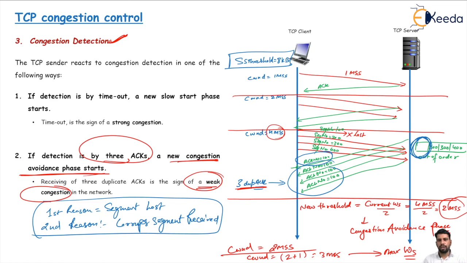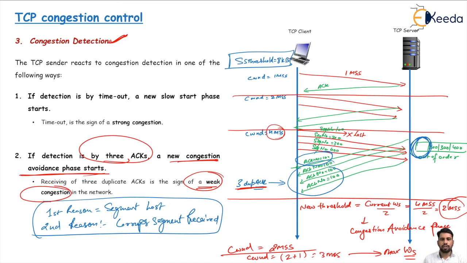A timeout may occur because of two reasons: either the segment is lost, or the acknowledgement is lost. If a loss occurs, this means that there is high congestion in the network. In the case of a timeout, we set the new threshold and restart the transmission with the slow start phase.